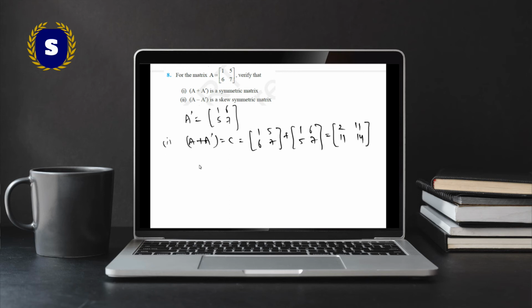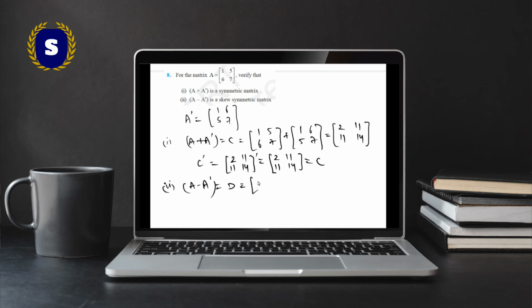Calculating the transpose of this matrix C, that is C transpose, 2, 11, 11, 14 transpose, comes out to be the same 2, 11, 11, 14, which is equal to C. Hence, C is a symmetric matrix because its transpose is equal to the matrix. For the second part, we need to calculate A minus A transpose. Let us assume this to be D, right?